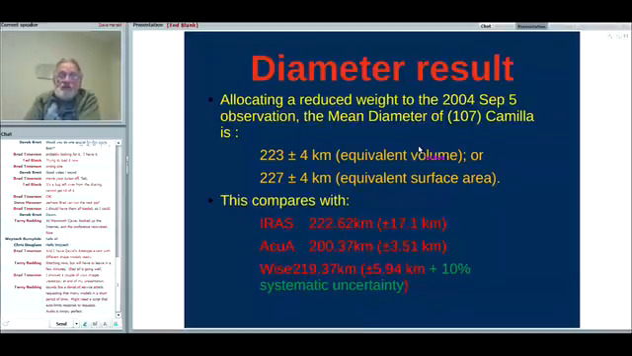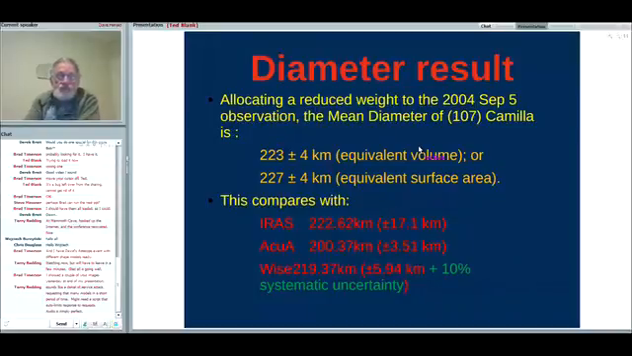So allocated reduced weight to the 2004 event. We can derive, and this is a little bit crude, the mathematics of it, but the mean diameter of 107 Camilla is 223 plus or minus 4 kilometres. That's probably a generous 4 kilometres. That's on volume, or 227 based on surface area.